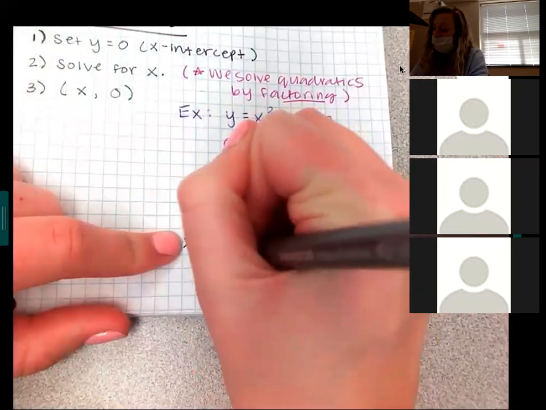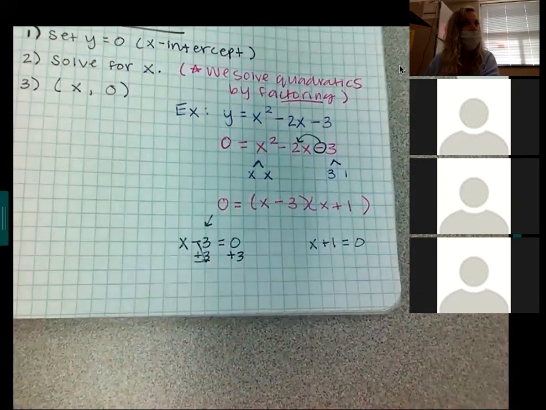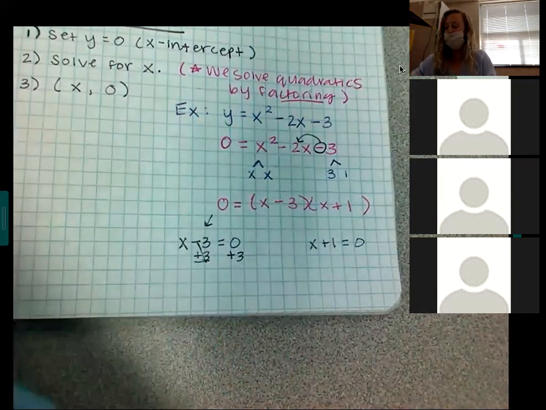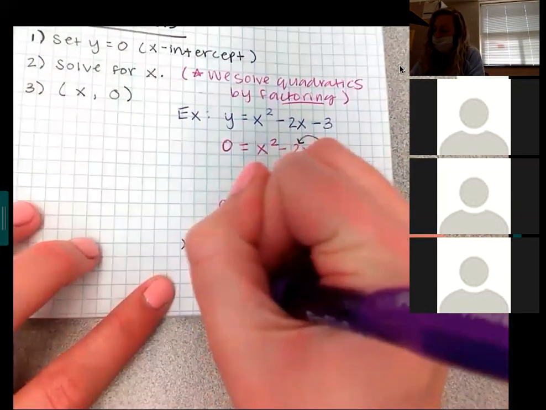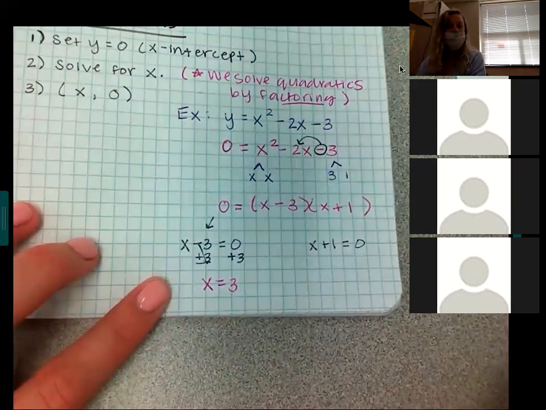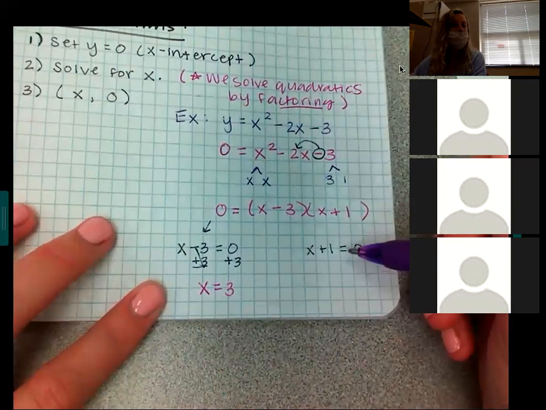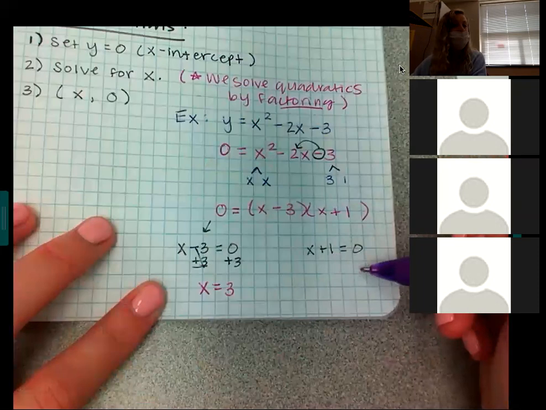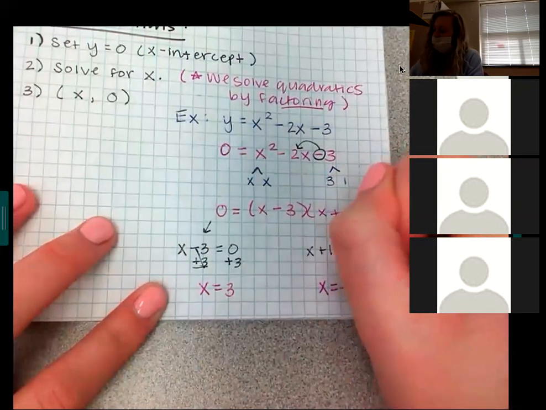So y'all, what's the first x-intercept going to be? 3. Very good. Makes sense, right? And then what would the other x-intercept be? You would have to subtract the 1. And 0 minus 1 is -1. Very good job, y'all.